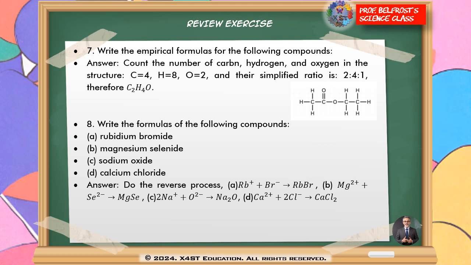Done. Number 8. Write the formulas of the following compounds: rubidium bromide, magnesium selenide, sodium oxide, and calcium chloride. You just need to first identify each ion, find out how many of each ion you need to neutralize the charge, and then you can write down the compound. For example, for A, you have RbBr, for B, you have MgSe, for C, you have Na2O, and for D, you have CaCl2.